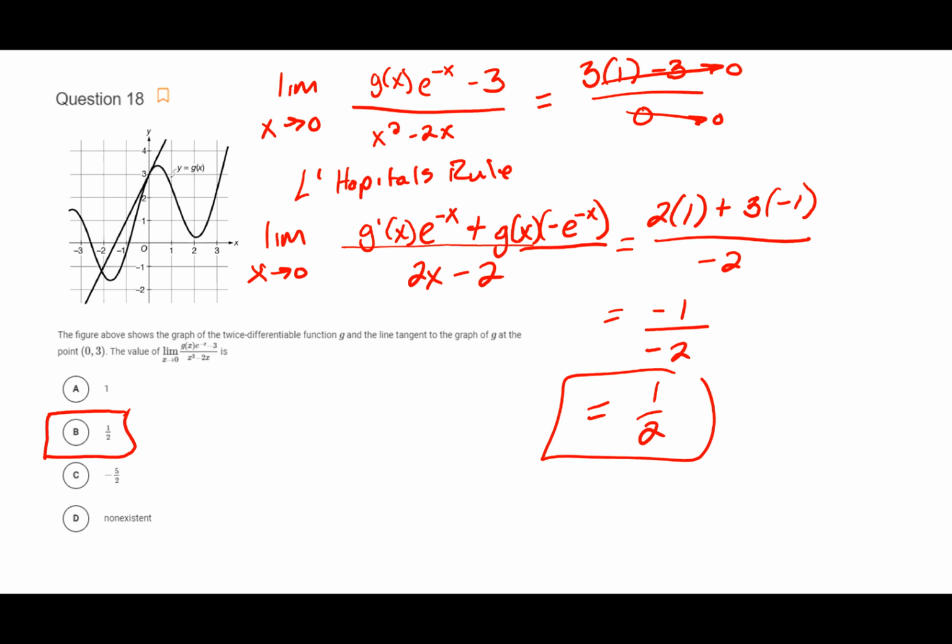But I want to do this one again so you're not intimidated when they have a function in there that you're taking the derivative of. It actually makes it easier. The derivative of g of x is g prime of x. And you can continue on.